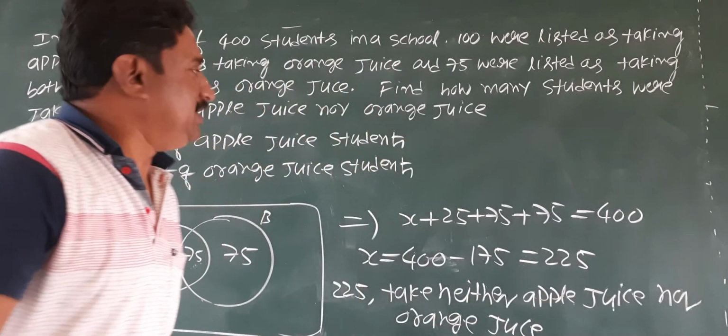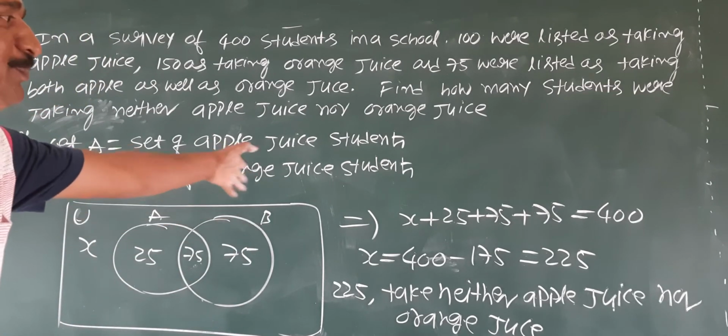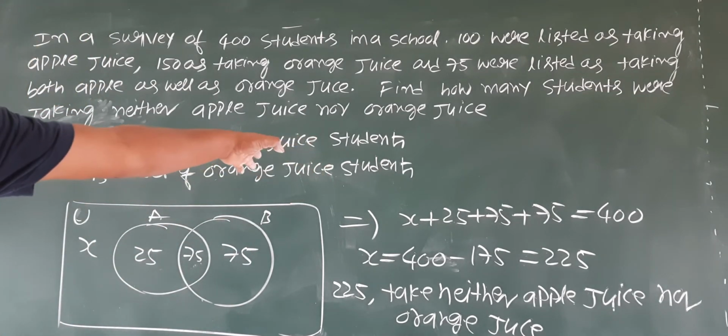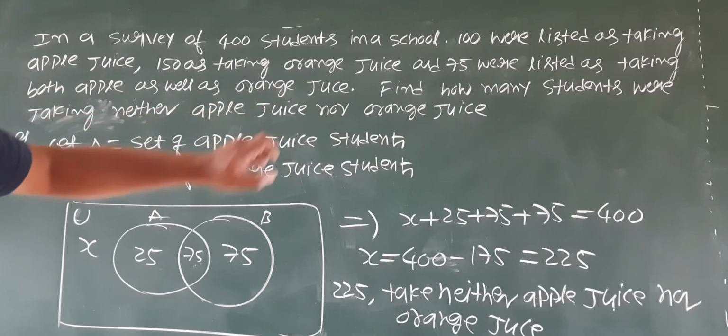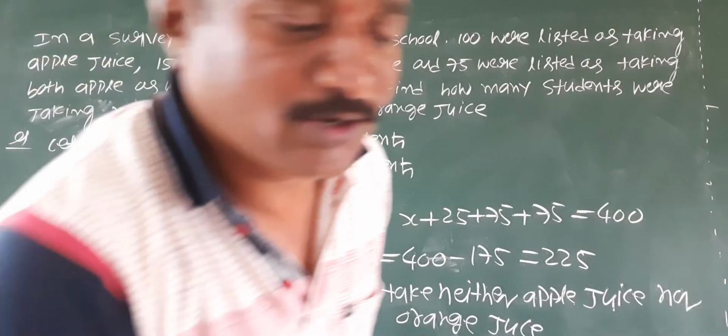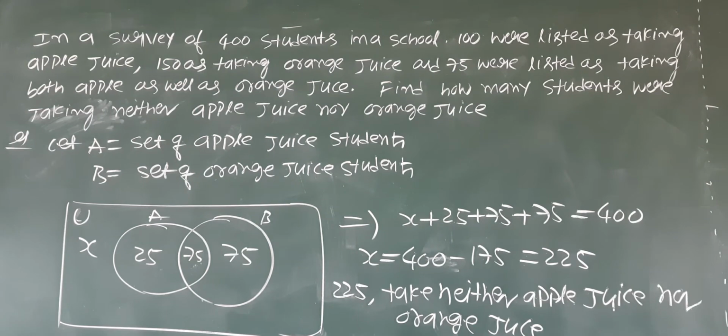This is how easily we solve by using Venn diagram. It brings you 5 marks. You will get 5 marks for this also. Now let us go for solving by direct method.